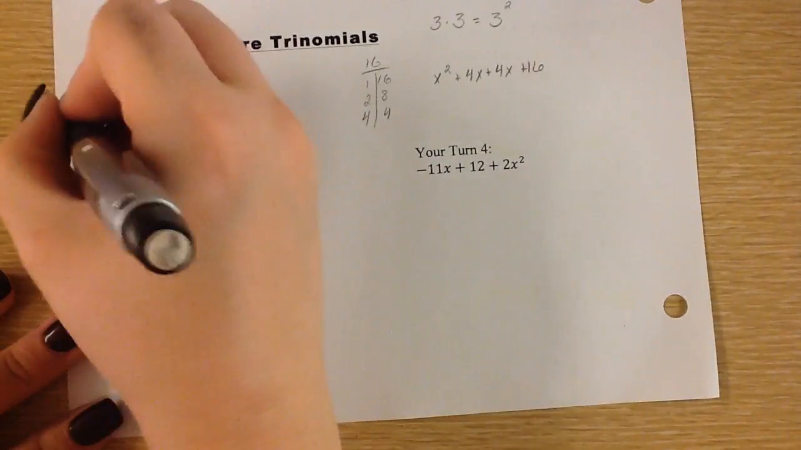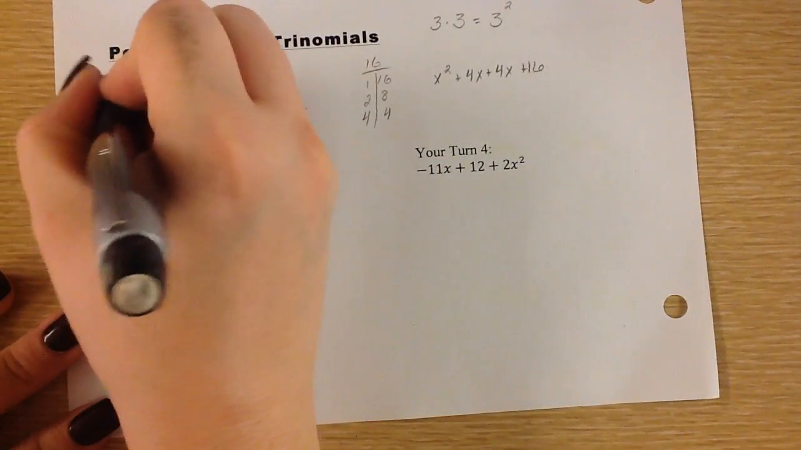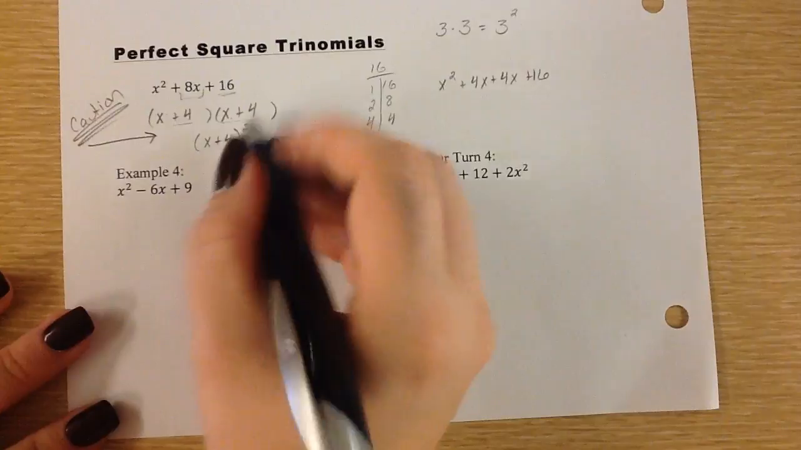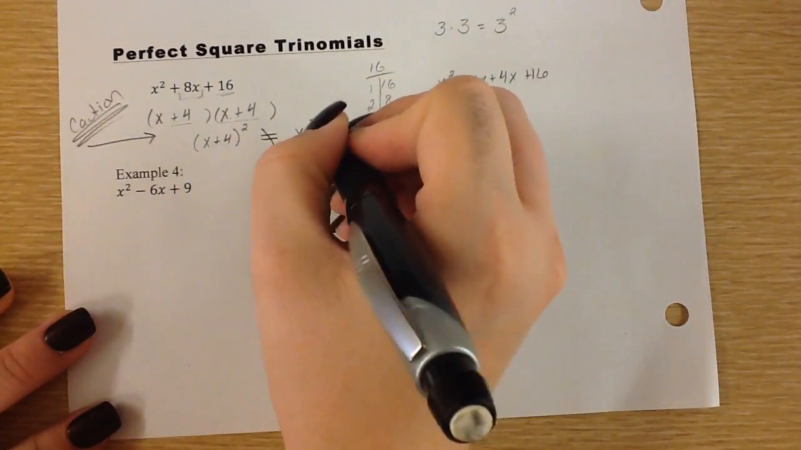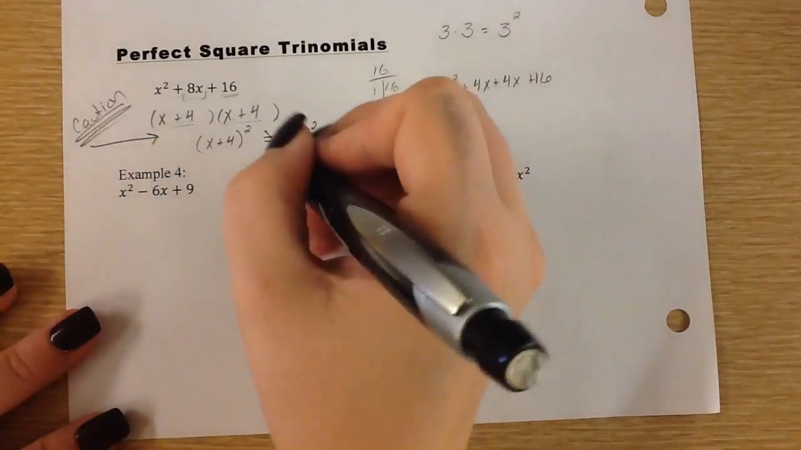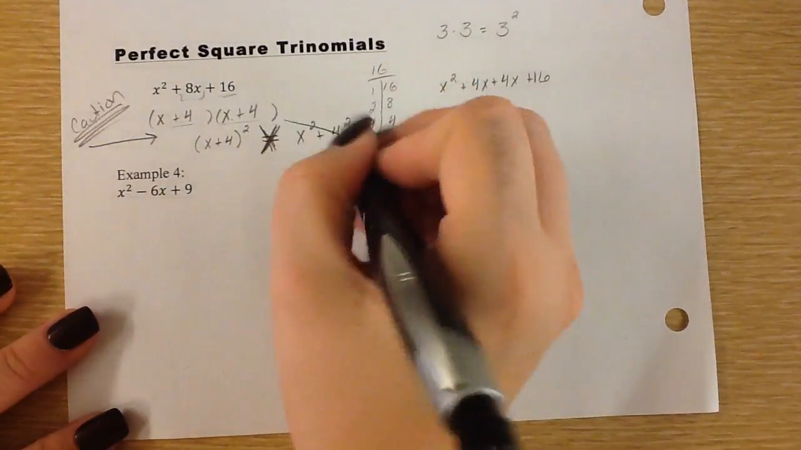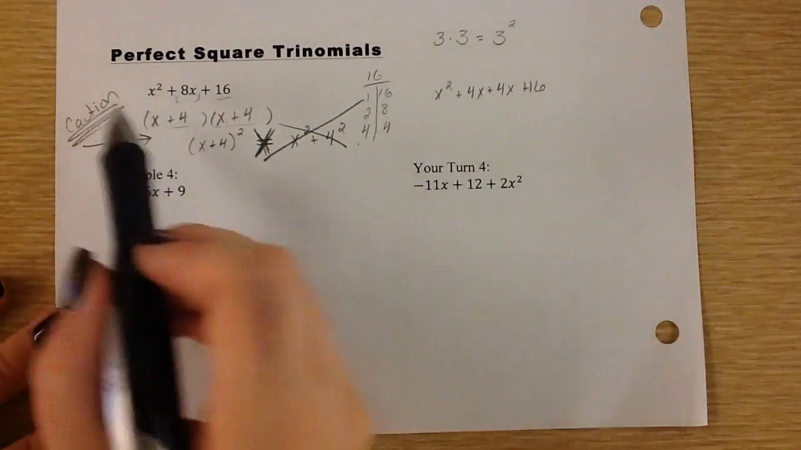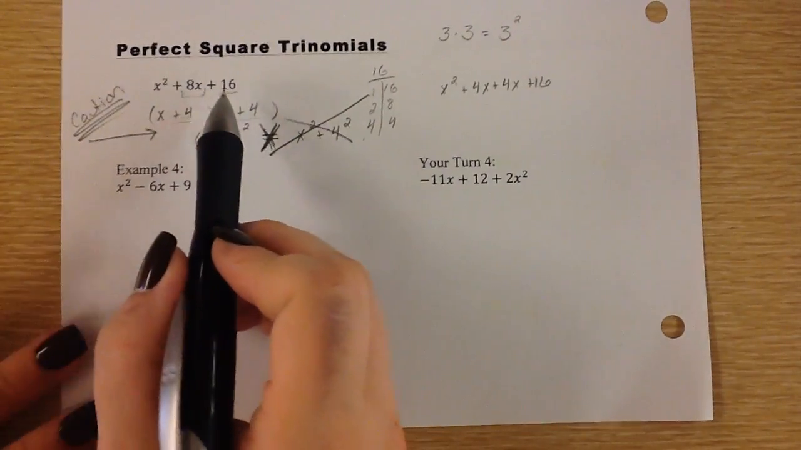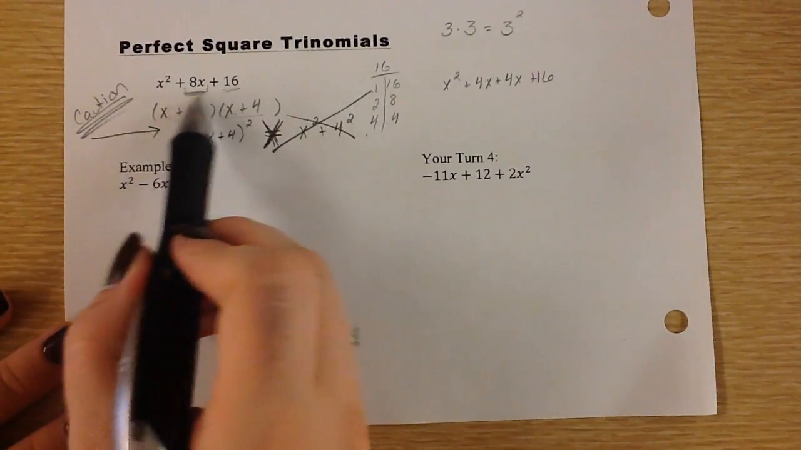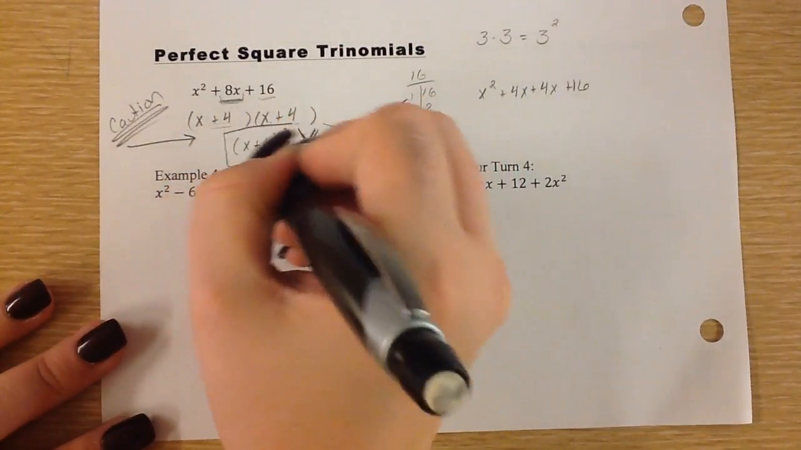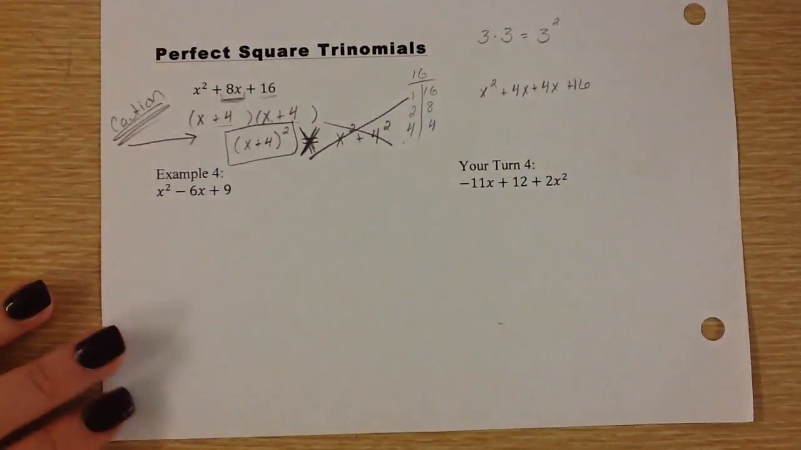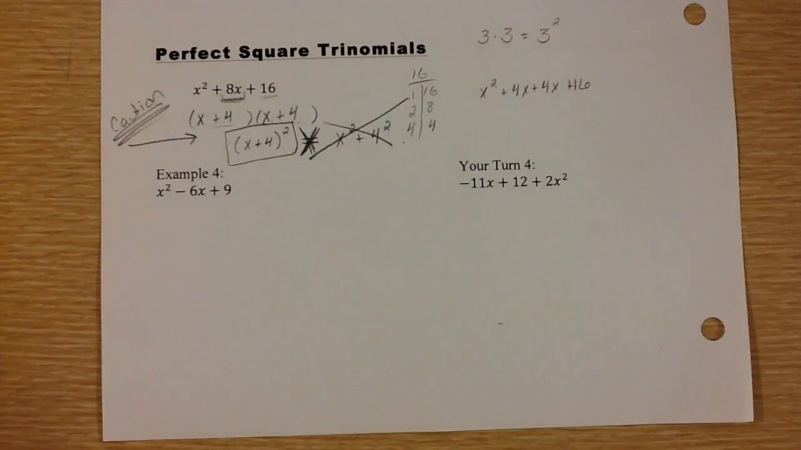Caution right here. This is not equal to x squared plus 4 squared. Not equal to that. Because as you can tell, it's equal to x squared plus 8x plus 16. You lose that middle term if you multiply incorrectly. So the shortest way of writing it is x plus 4 quantity squared.